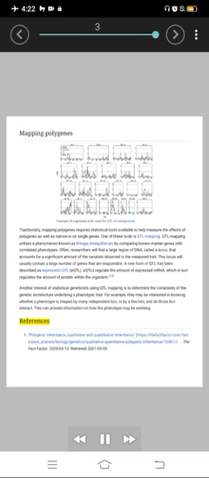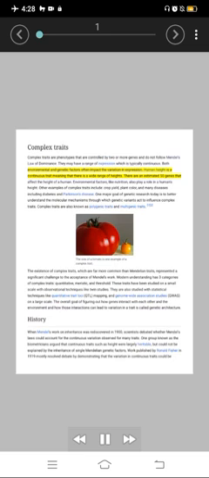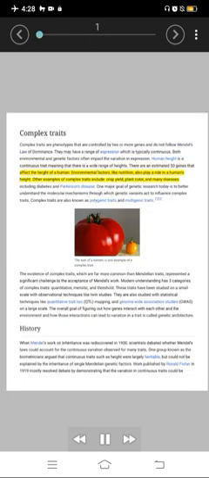Complex traits. Complex traits are phenotypes that are controlled by two or more genes and do not follow Mendel's law of dominance. They may have a range of expression which is typically continuous. Both environmental and genetic factors often impact the variation in expression. Human height is a continuous trait, meaning that there is a wide range of heights. There are an estimated 50 genes that affect the height of a human. Environmental factors, like nutrition, also play a role in a human's height. Other examples of complex traits include crop yield, plant color, and many diseases including diabetes and Parkinson's disease.